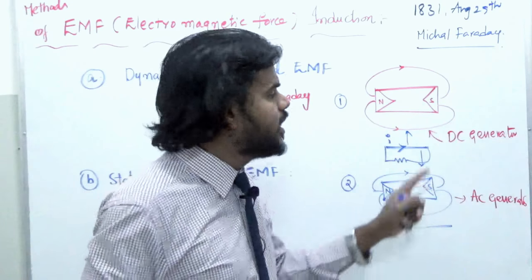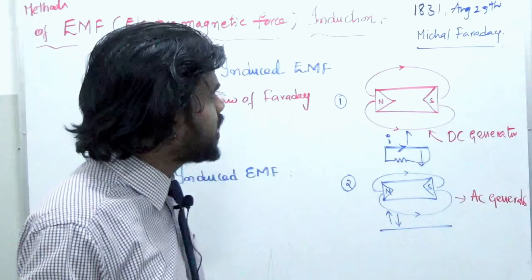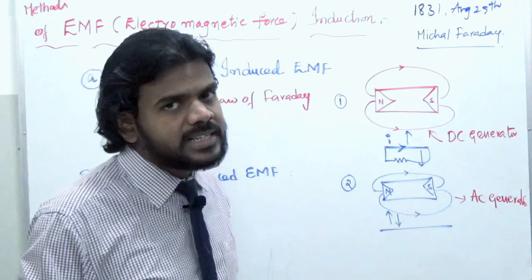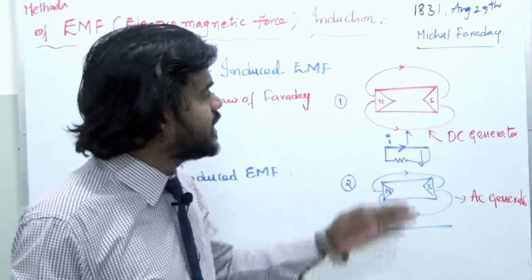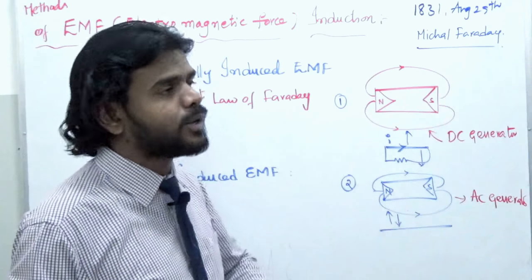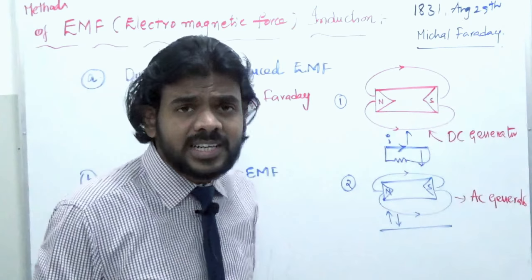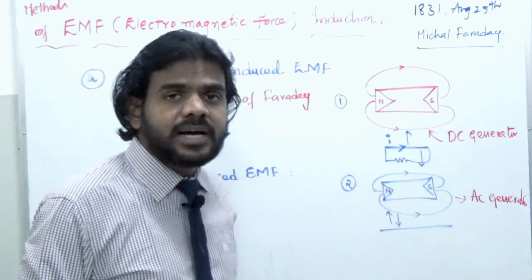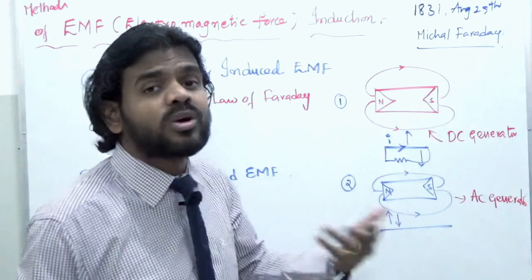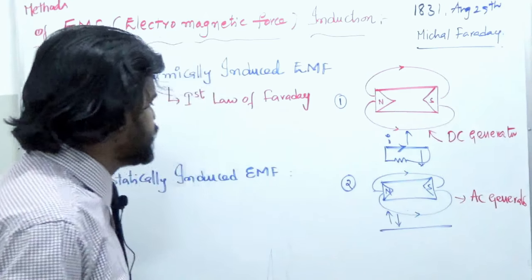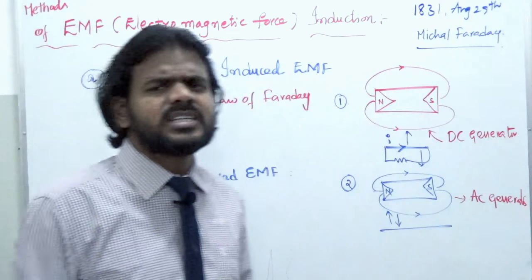Do you understand now? This dynamically induced EMF method can be implemented in two ways. One is by varying the field, the other is by varying the conductor, moving or rotating the conductor. Dynamics made by the conductor is seen in the DC generator, and dynamics made by the field in movement, the field on the rotor, is seen in all AC generators. That's fine. Now, what about the second method, statically induced EMF?